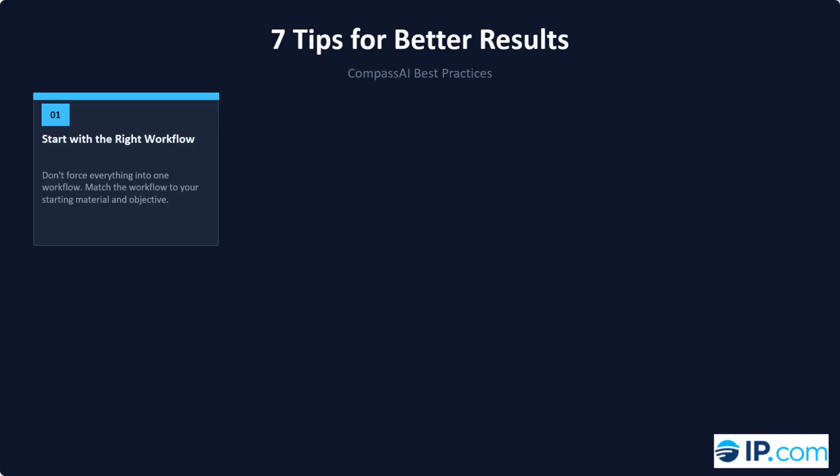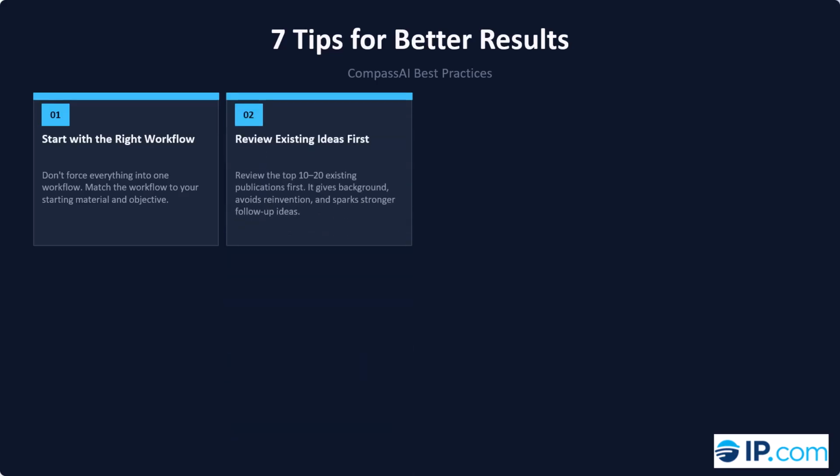Tip 1. Start with the right workflow. Don't force everything into one workflow. Match the workflow to your starting material and objective. Tip 2. Review existing ideas before inventing from scratch. You should review the top 10 or 20 existing publications first. That gives you background, avoids reinventing the wheel, and often sparks stronger follow-up ideas.